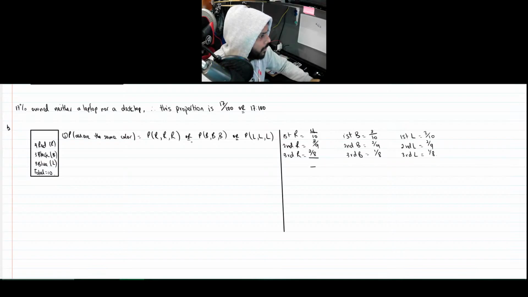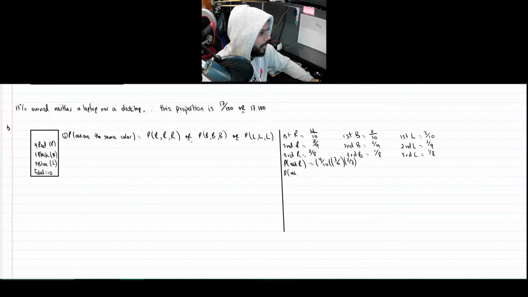The probability that I draw all of the same color for the red would be 4 over 10 multiplied by 3 over 9 multiplied by 2 over 8. So the probability that we have all red will be equal to 4 over 10 by 3 over 9 by 2 over 8.